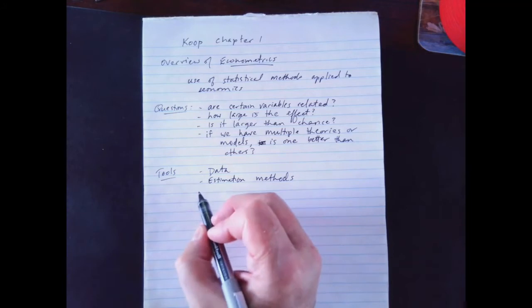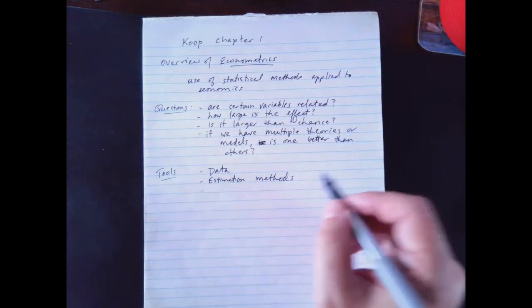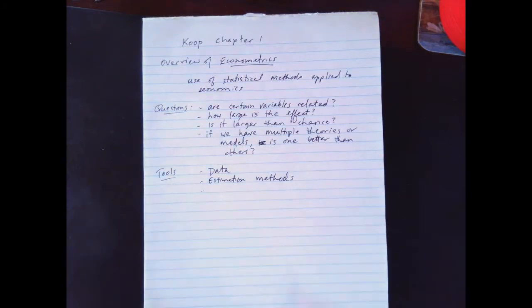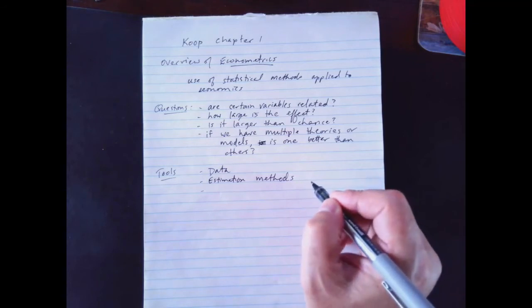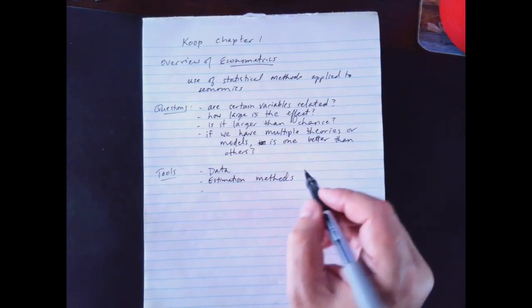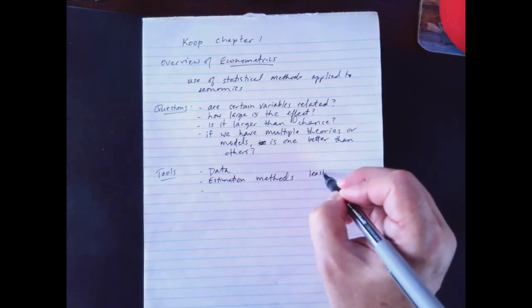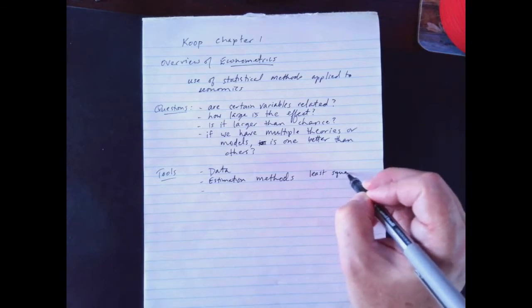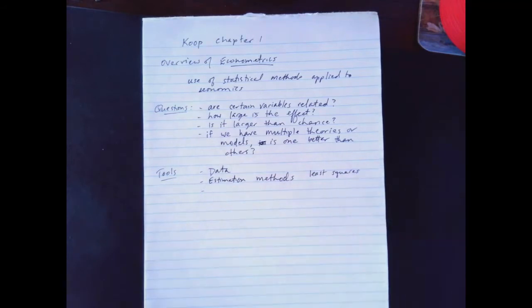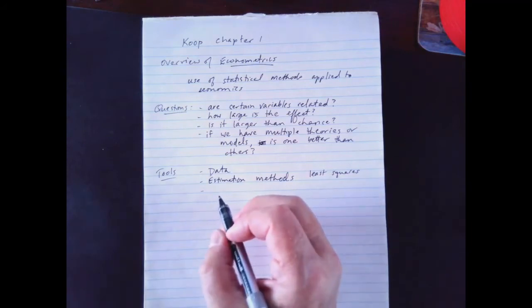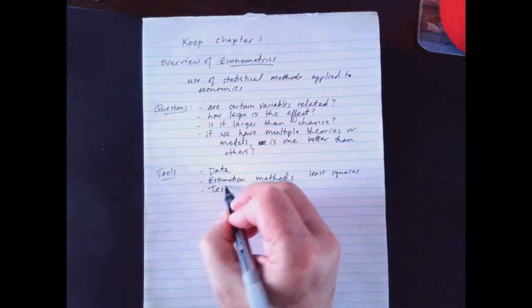So an estimation method. And another little jump ahead here is we're going to use a method called the least squares method. So I'll just write that down here. Least squares. That'll be the one we use most commonly, the least squares method. And then we need testing methods.